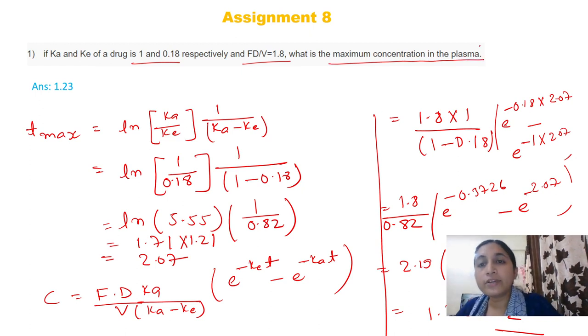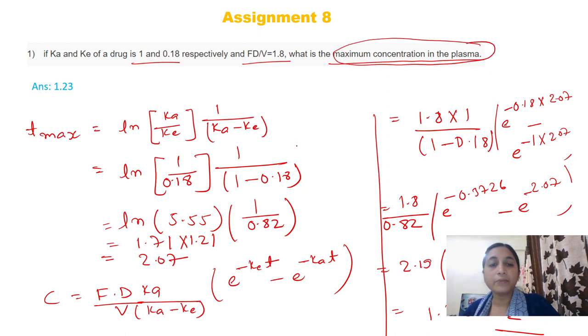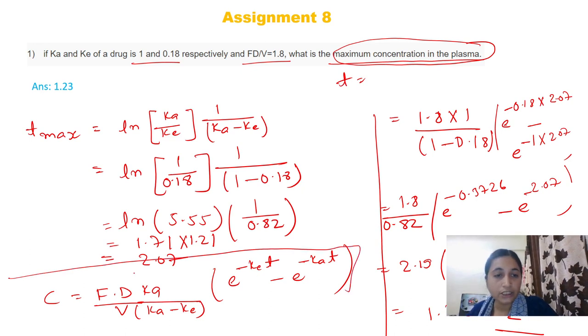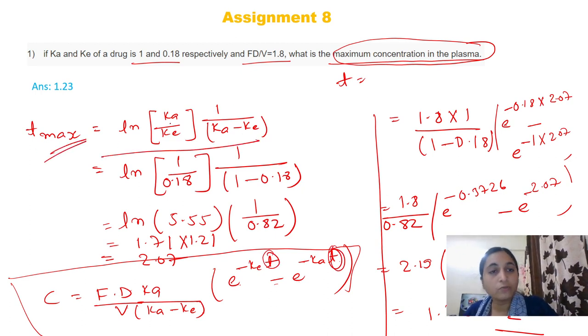Before solving for the maximum concentration in the plasma, we require the maximum time, because this is the equation: C equals Fd upon V, Ka upon Ka minus Ke, e power minus Ke t minus e power minus Ka t. So we require t here, and first we will calculate t max. For that we will use the formula ln Ka upon Ke into 1 upon Ka minus Ke. We put the values of Ka and Ke in this formula, and we get 2.07.